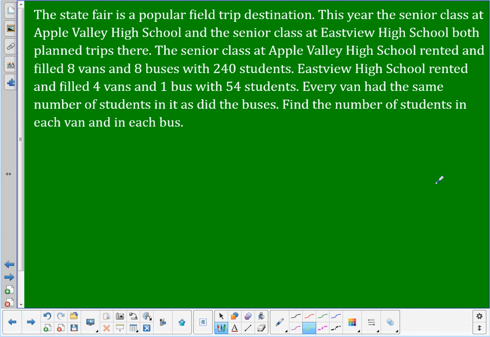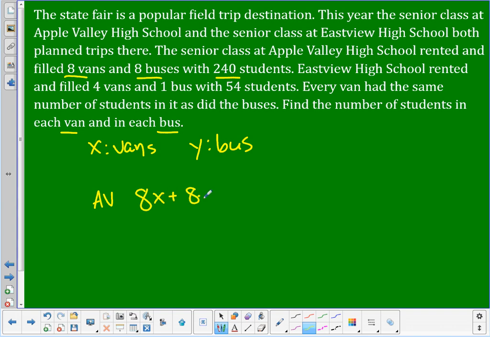So right away I know I need to look for what I'm trying to find. Find the number of students in each van and each bus. So I'm going to say that x is my vans and y is my bus or buses. All right, so I have 2 equations. I'm going to have one equation for Apple Valley and I'm going to have one equation for Eastview. If I take a look at Apple Valley, it says the senior class at Apple Valley rented and filled 8 vans and 8 buses with 240 students. So I have 8 times x plus 8 times y is equal to 240.